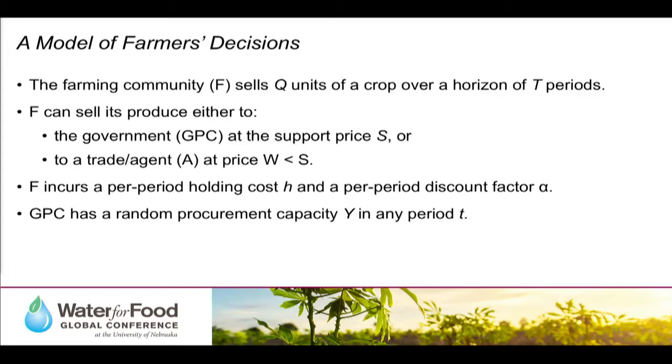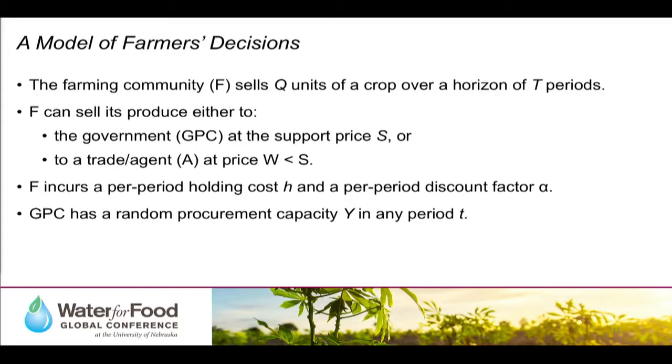So we basically assume a farming community, which I will denote as F, who sells some quantity Q of a produce over a finite horizon of T periods. T periods can basically be viewed as days. In the context of India, they were selling their produce for a period of 5 or 6 months, so the capital T will be basically 150 days in that case.